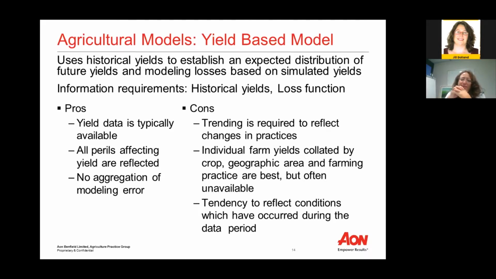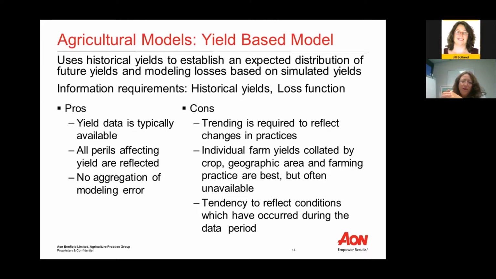Cons is one, and this is a particularly hard one to deal with, is farming practices change quite a lot over time. New types of seed get used, fertilizers get used, people just get better at growing crops. So if we're wanting to predict future yields, we're going to have to do something about that. We normally detrend.